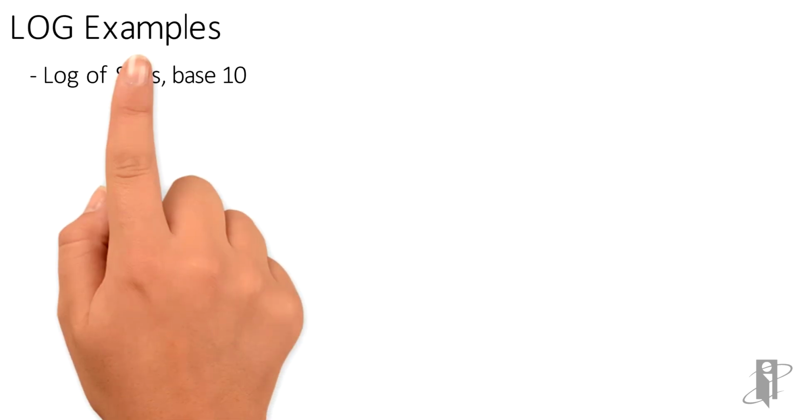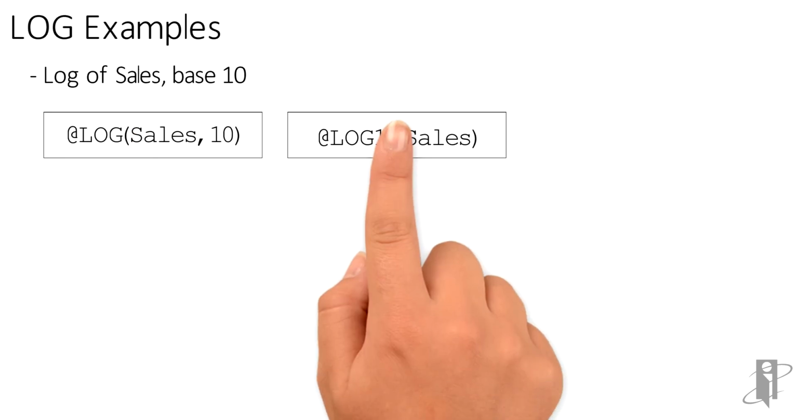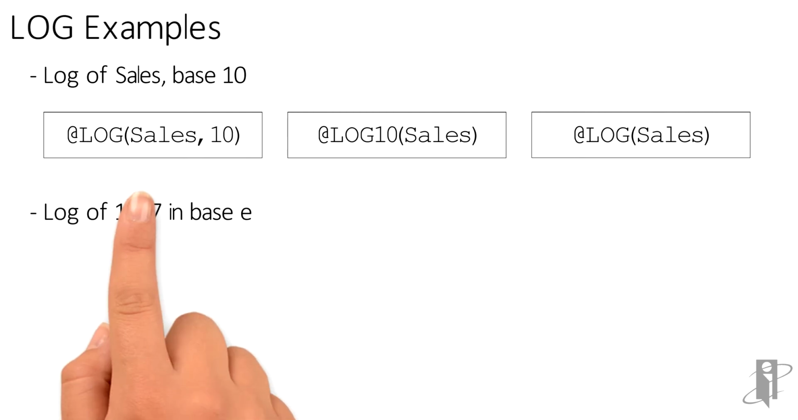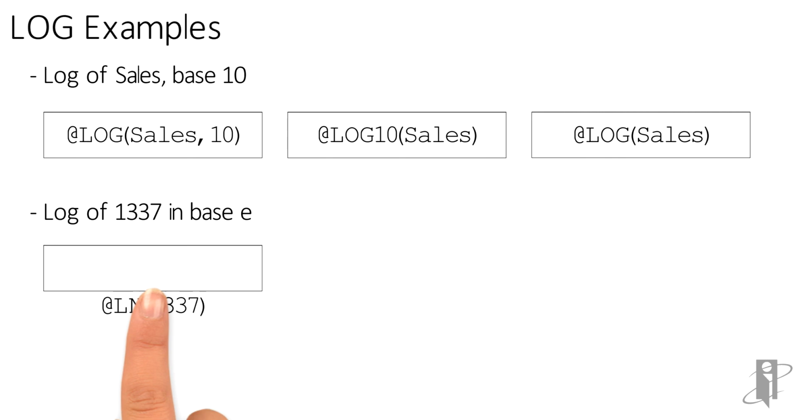So let's give you a few examples. Now, all 3 of these function examples return literally the exact same value. So @LOG(Sales, 10) returns the same number as @LOG10(Sales), which returns the same number as just @LOG(Sales). I hope you now appreciate why it makes sense to put all 3 of these in the exact same video. And then finally, using base Edward, the natural log of 1337 is, as I'm sure you remember, approximately 7.198.